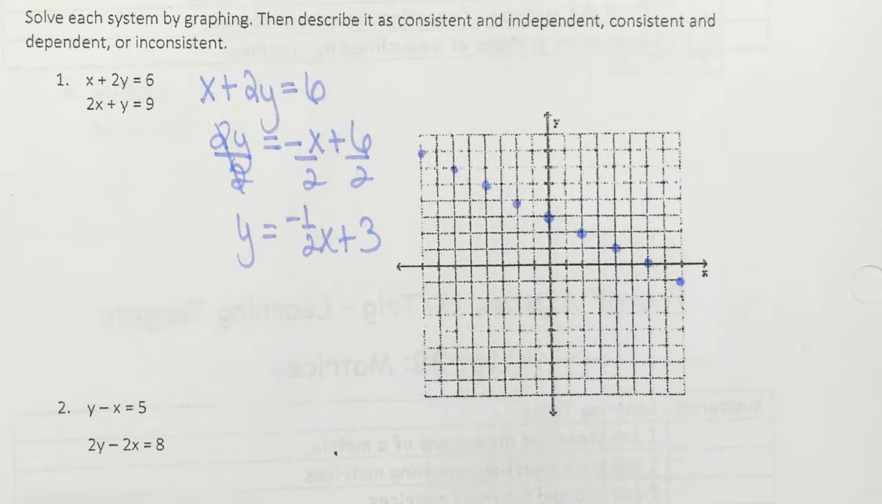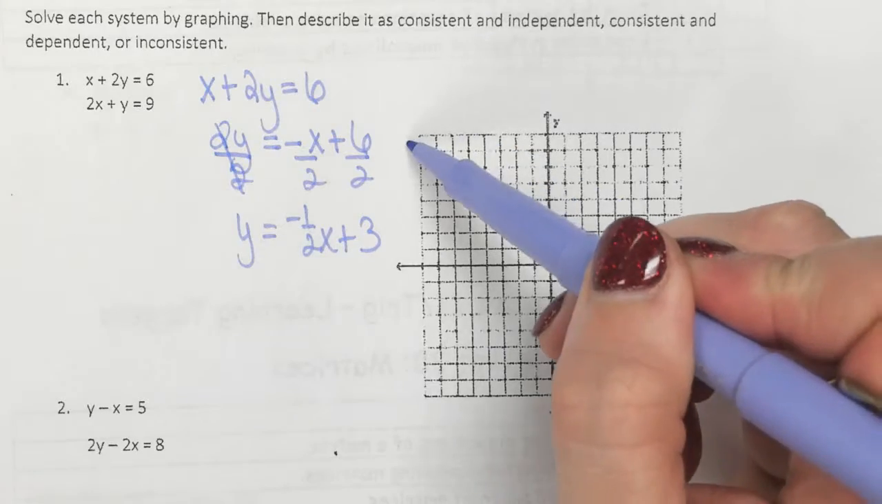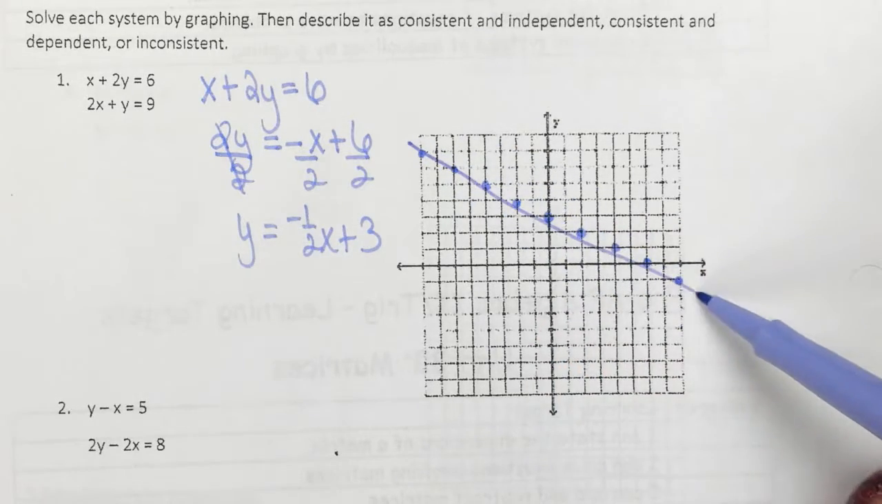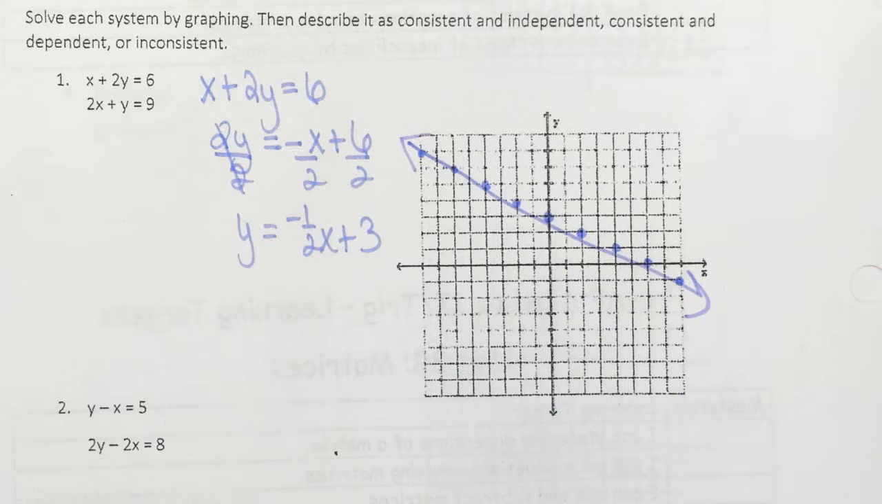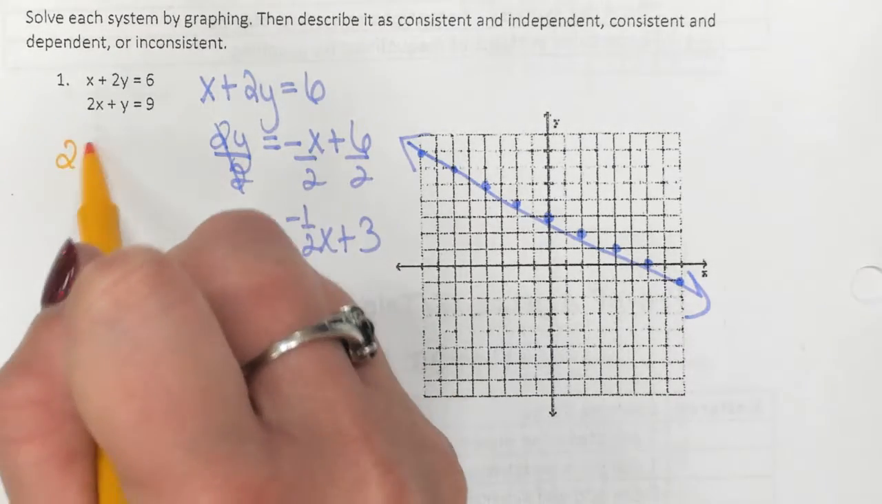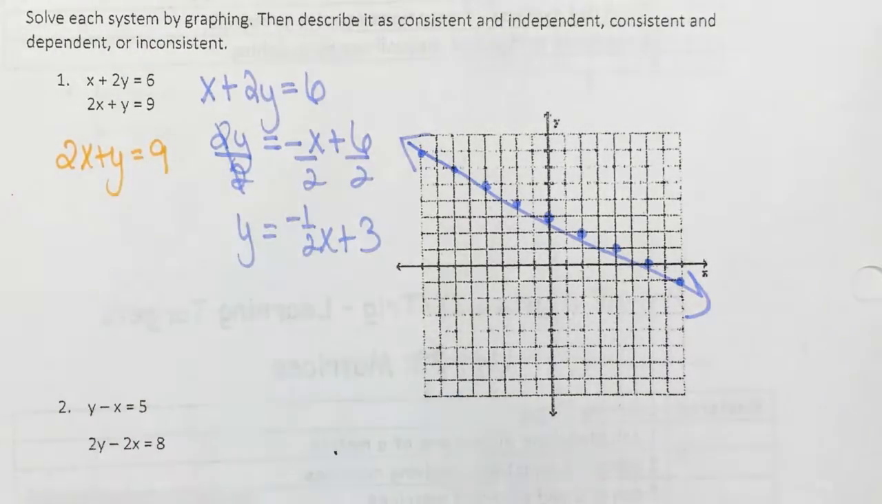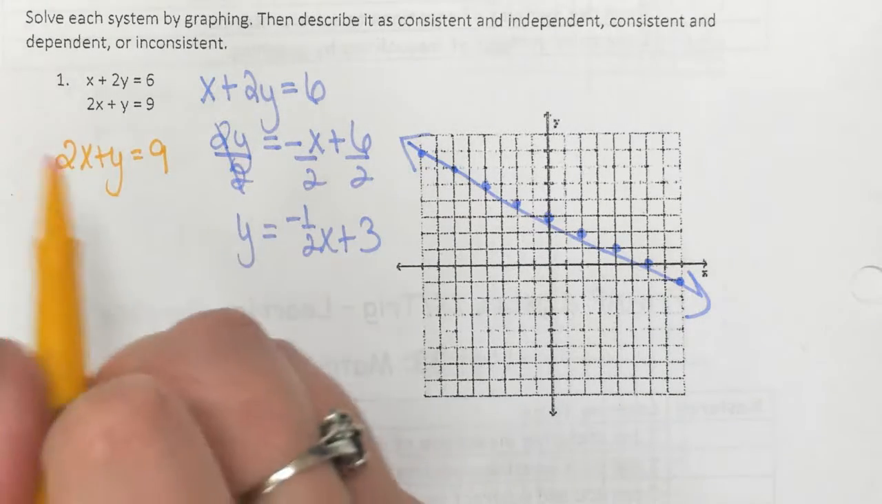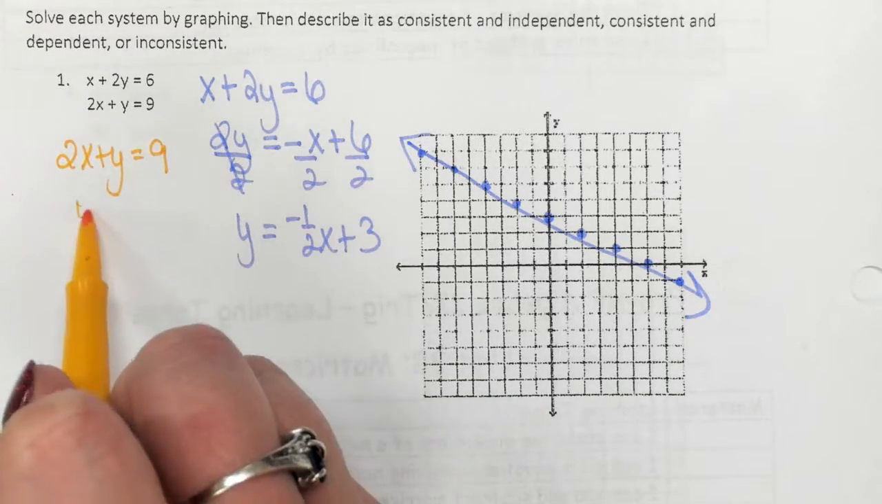Alright, so since it says y equals, you don't have to worry about what kind of line it is. It's just going to be a straight line. Pretend like that went through all the dots. All we do is graph, okay? Alright, let's do the other one. 2x plus y equals 9. I need to solve it for y, so I'm going to subtract the 2x.